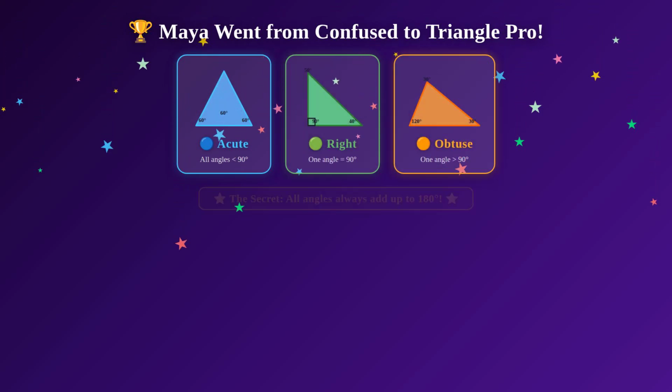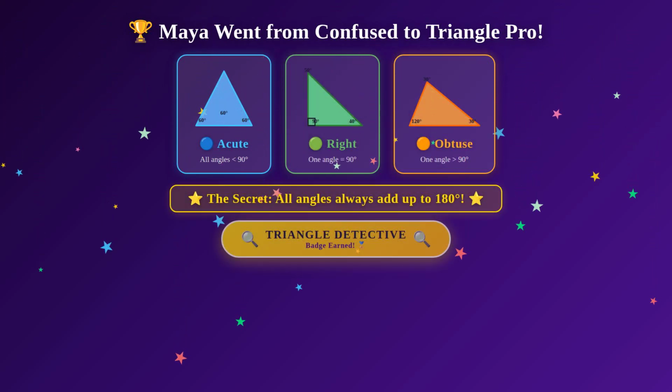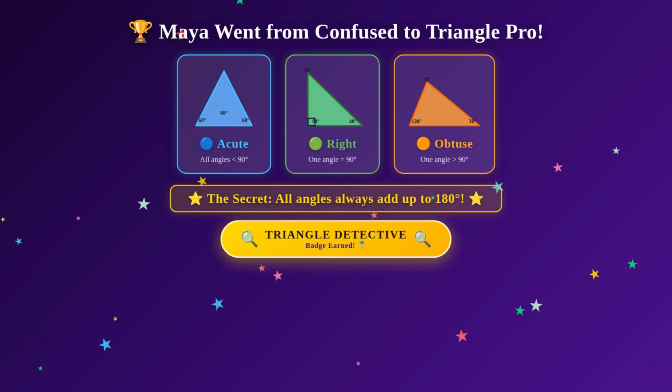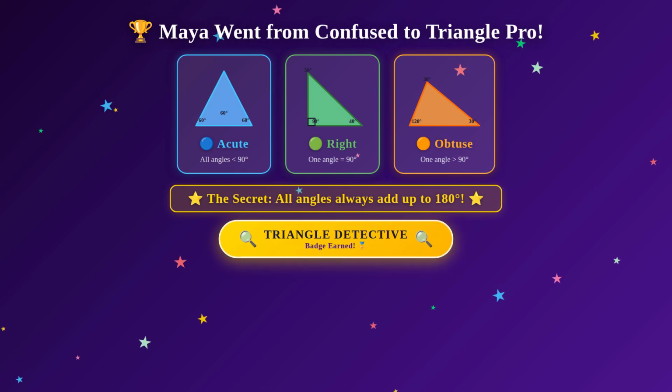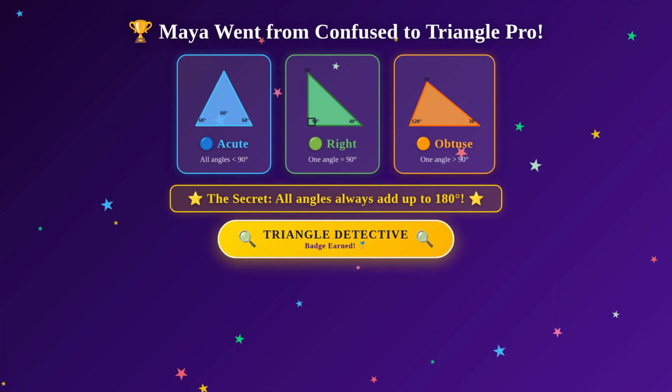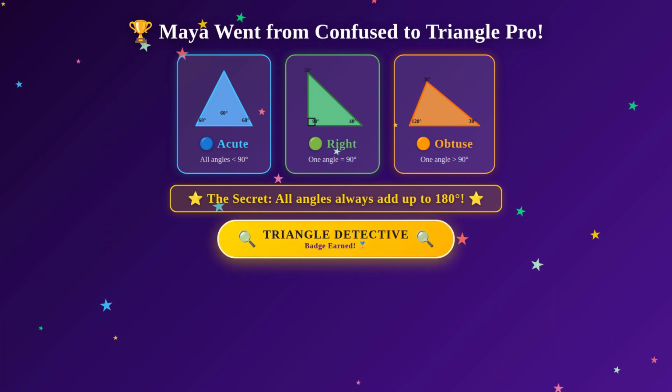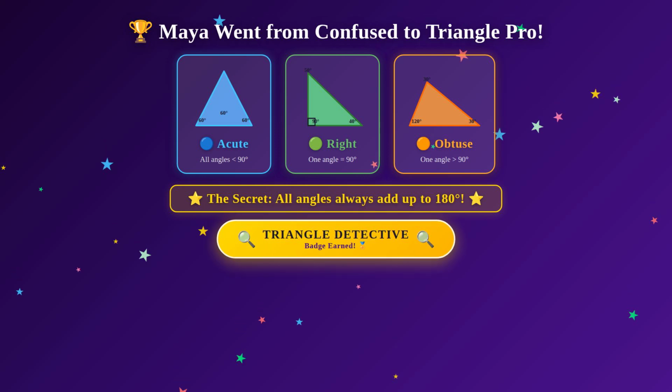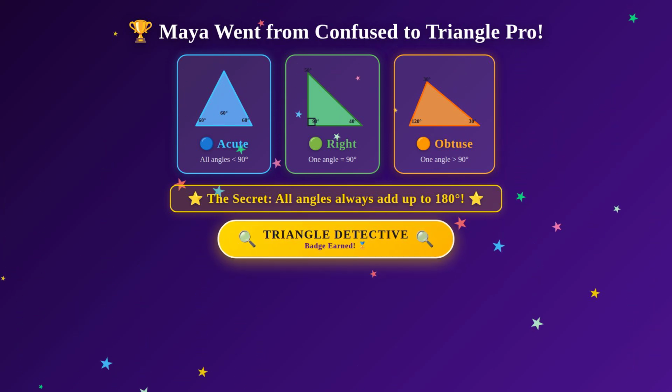These tricks never fail. Remember at the start when Maya was staring at that worksheet with no idea where to begin? Now she can look at any triangle, check the angles, and name it in seconds. Acute, right, or obtuse. And you can do the same thing. The secret is always that 180-degree rule. Know your 3 types, check your angles, and you'll never be stumped.